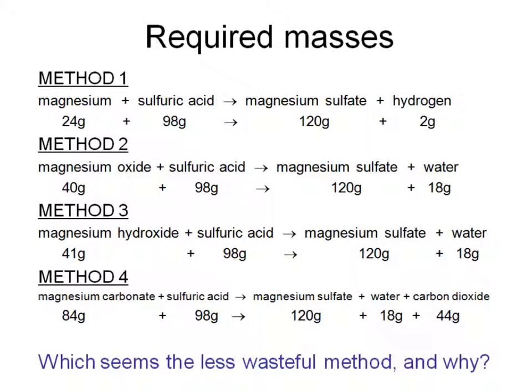One way of comparing the efficiency of the method is to look at how much of the product is made compared with how much waste product is made. In each case we're making 120 grams of magnesium sulfate, but the quantities of the other product, the waste product being made, varies in each case. So which one at first sight seems the least wasteful method, and why?